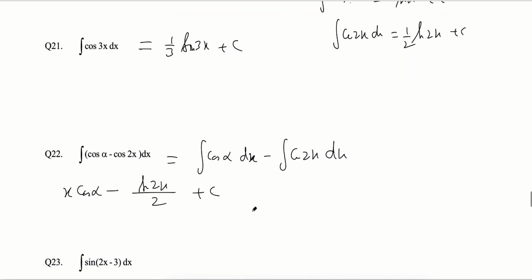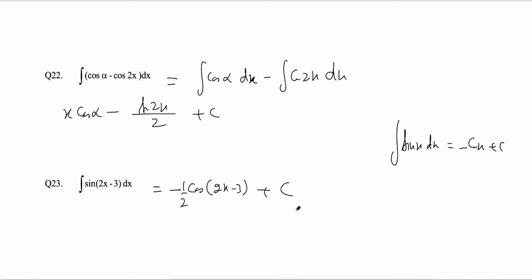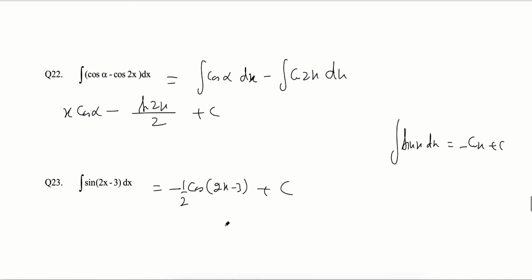Right? Next, same kind of question. Sin x integration is minus cos x plus c. So sin of 2x minus 3 integration will be minus cos of 2x minus 3 plus c, but the coefficient of x must be divided, so 1 by 2, plus c. This is the answer, right?